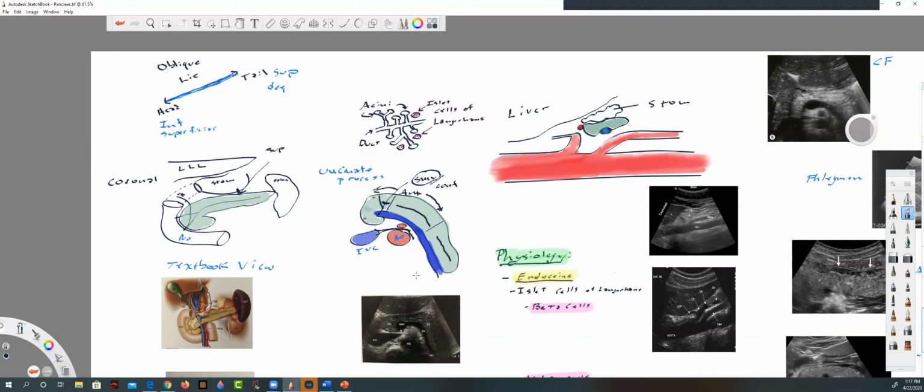And most importantly, the splenic vein. So this big blue line, of course, it's not blue. It's black or anechoic on the screen, but I made it blue because it's a vein, of course. This big blue line lies perfectly underneath the pancreas. In other words, posterior to the pancreas.